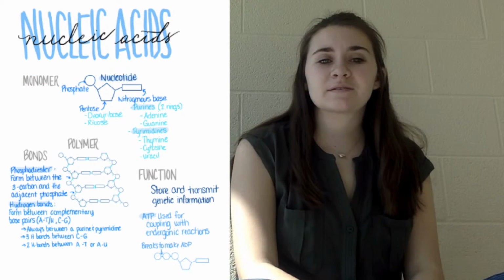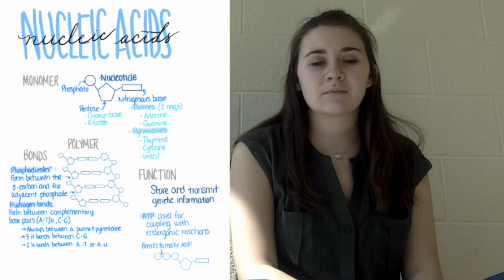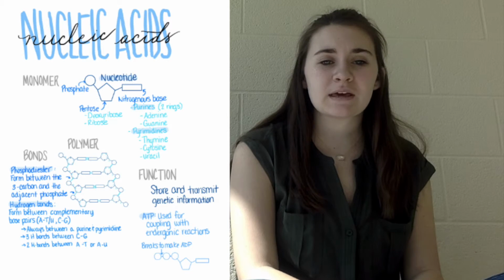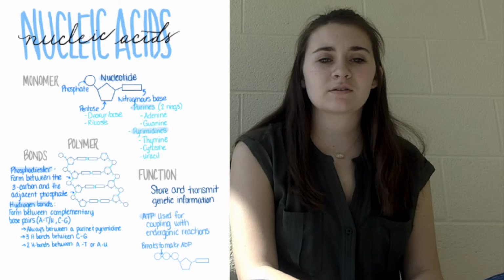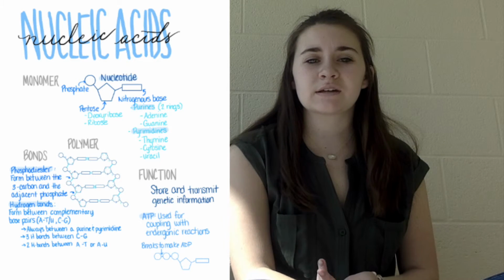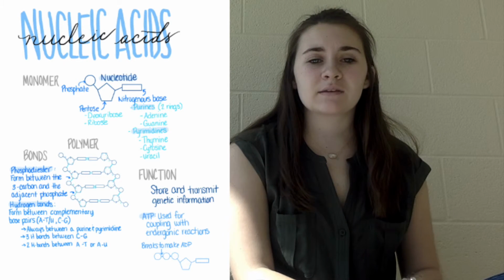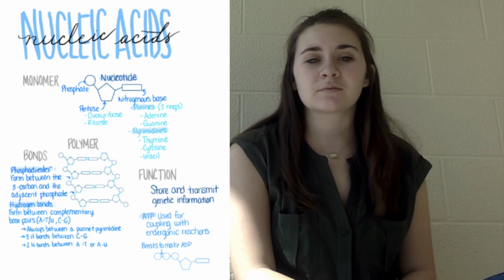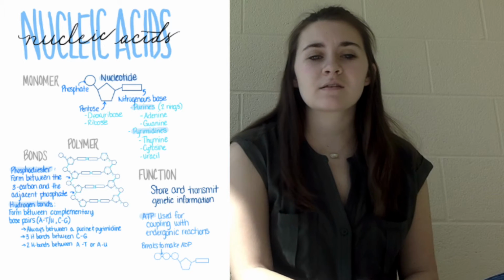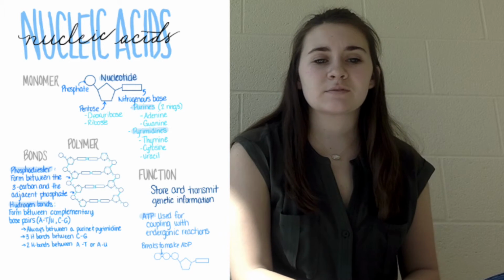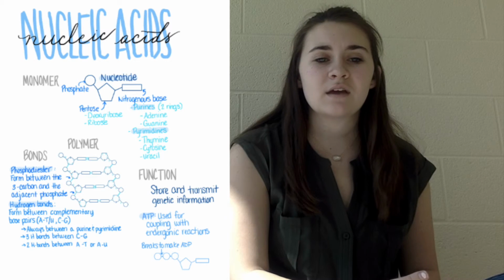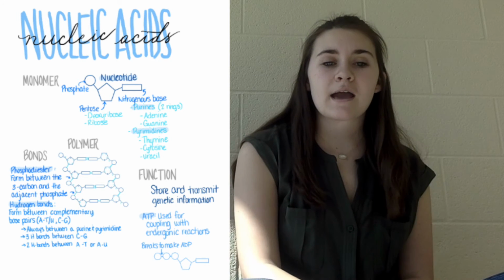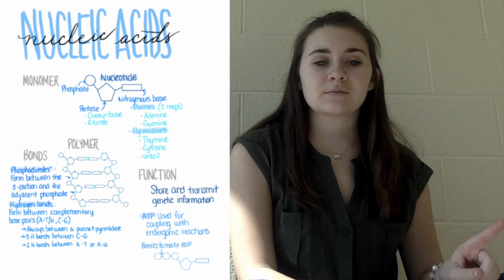The last macromolecule is nucleic acids. For nucleic acids, the monomer is a nucleotide, which is made up of a phosphate, a 5-carbon sugar, and a nitrogenous base. The different types of nucleotides are adenine, guanine, thymine, and cytosine, which are all found in DNA, but in RNA, uracil replaces thymine. The bonds that they form are phosphodiester bonds between the 3-carbon and the adjacent phosphate, but they also form hydrogen bonds between the complementary base pairs. So A pairs with T and U, and C pairs with G.